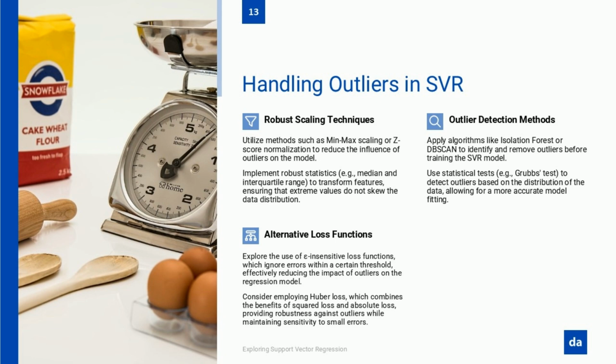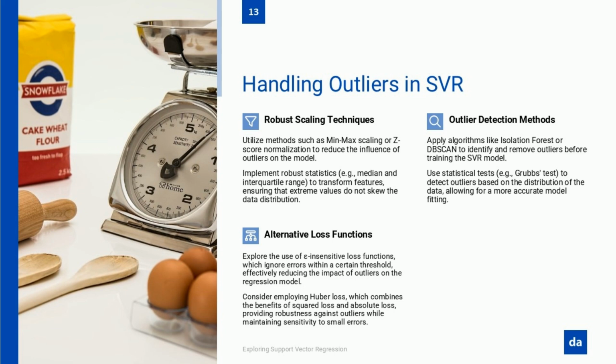Another approach is using machine learning algorithms to detect anomalies. Techniques like isolation forest and DBSCAN, density-based spatial clustering of applications with noise, can help identify and filter out outliers before training the SVR model. These methods work by finding points that behave very differently from the majority of the data, making them ideal for datasets with complex structures. Once outliers are detected, the next decision is whether to remove or transform them.